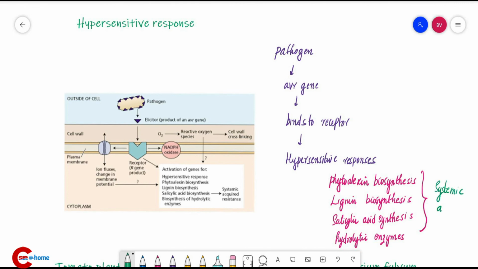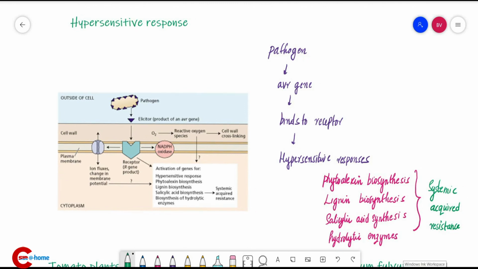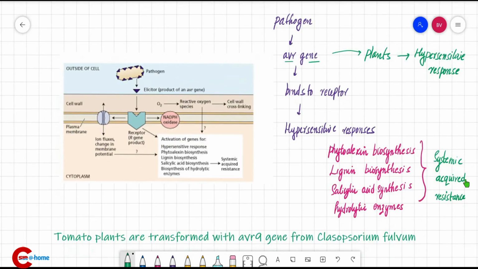Okay, then how can transgenic plants be created? If this AVR gene, which is a part of the fungus, is present inside the plant cell, it will produce these responses. So transgenic plants have been created. For example, tomato plants have been transformed with the AVR9 gene from Cladosporium fulvum. And these tomato plants showed great resistance to a wide range of fungal, bacterial and viral diseases.